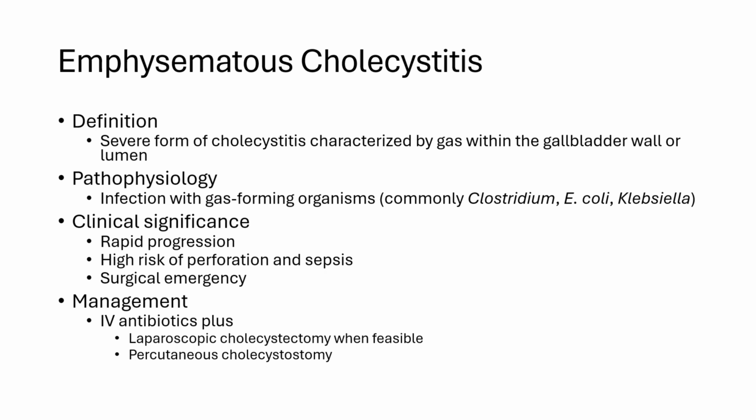Some additional gallstone pathology that I want to review. The first one being emphysematous cholecystitis. And this is just a severe form of cholecystitis that has progressed into a gangrenous gallbladder. It's characterized by gas within the gallbladder wall or in the lumen. If a patient has emphysematous cholecystitis, they are very, very sick and they run the risk of perforation and being septic. And so this is a surgical emergency.